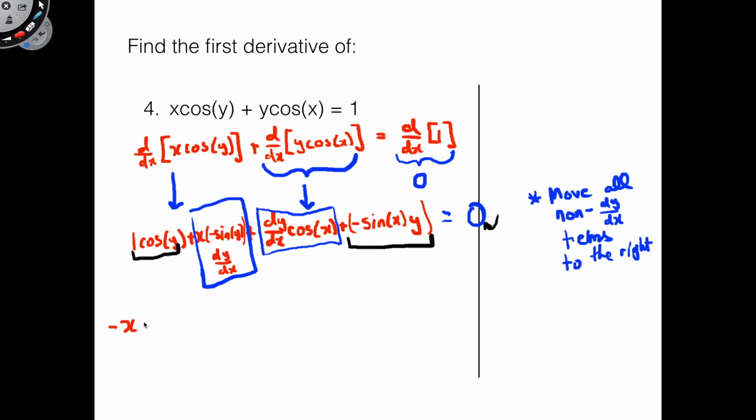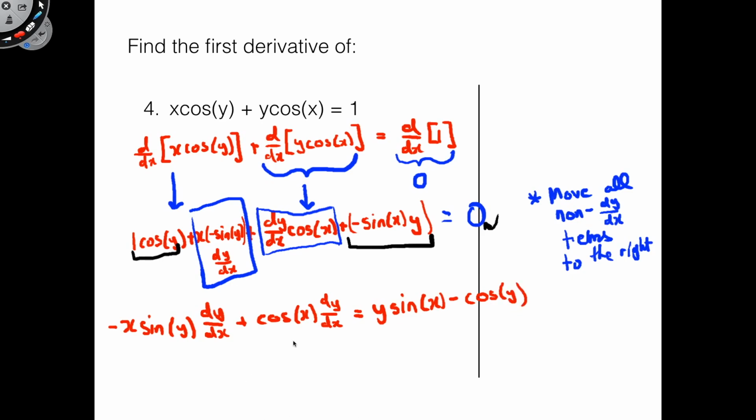negative x sine of y dy dx plus cosine of x dy dx equals, so if we're moving this to that, we're going to add it, so you'd have y sine of x, because we're adding it to this side, minus cosine of y.